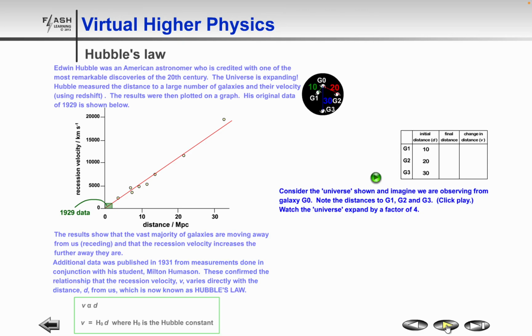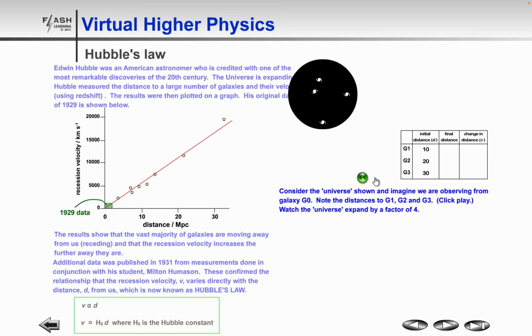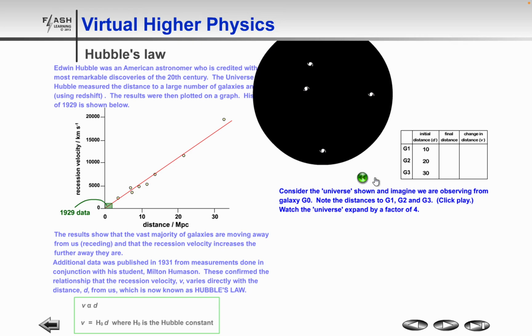Now, why does that suggest an expanding universe? Well, think about watching a universe expand. This is a two-dimensional picture of a universe, and we're going to take galaxy zero, for instance, as where we're taking our measurements from. And we've got three other galaxies at 10, 20, and 30 units of distance away. I'm not going to get hung up on the units of distance. There's a wee bit, of course, about light years and megaparsecs or parsecs, but you don't need to know much more about them.